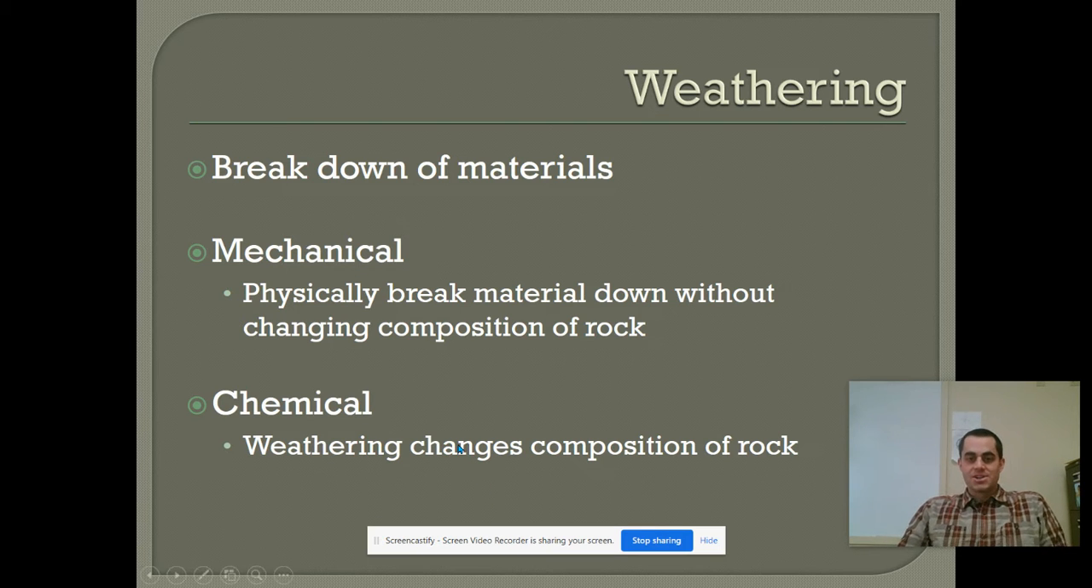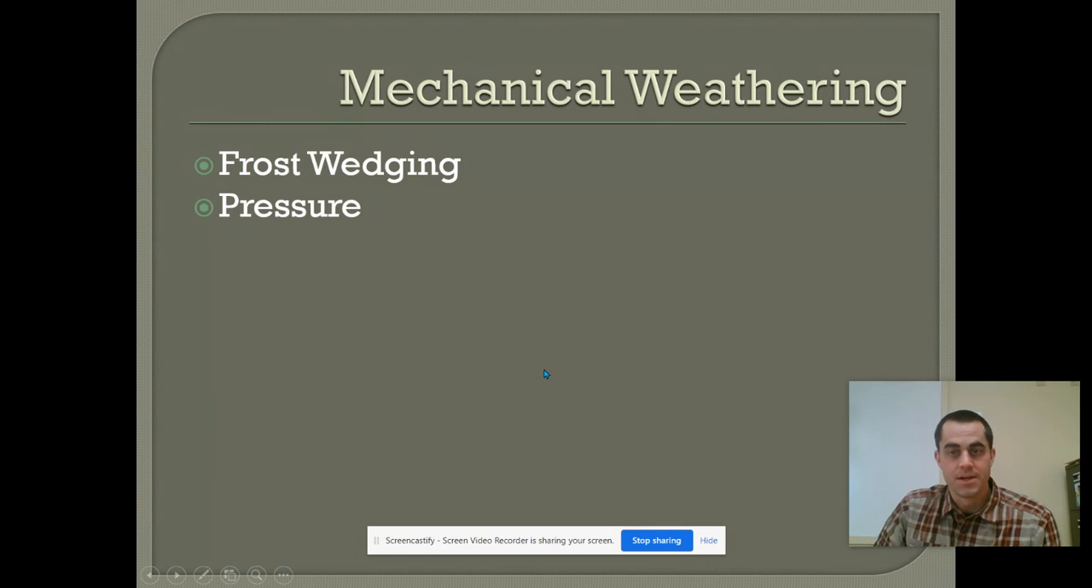Chemical weathering is actually going to change what the rock is made out of. One example would be limestone, which comes from seashells, and that can dissolve in rain. There's limestone structures and statues all over the world, and they're getting dissolved. So they're actually changing the composition. That would be chemical. So here's a couple examples of mechanical.